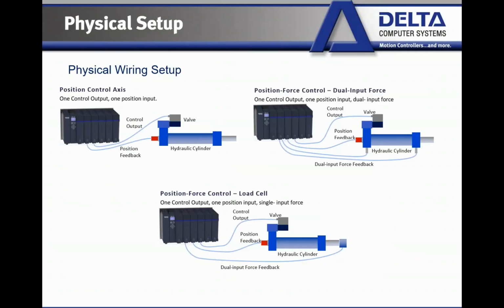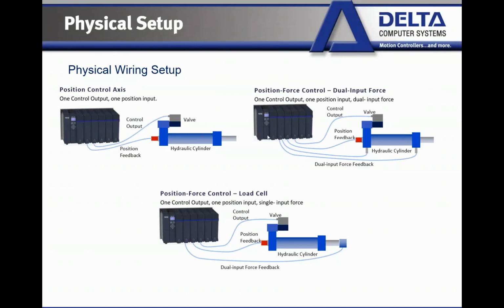So we'll be talking about a few different physical setups as we go through this course. And I want to give you a visual representation of what this is going to look like. So our most basic axis is going to be a position control axis. The wiring here is going to be fairly simple. We'll have a control output to our valve and a position feedback coming from our transducer here.